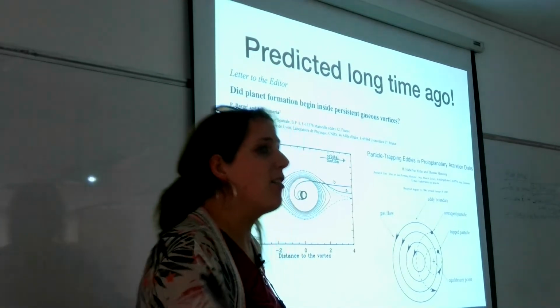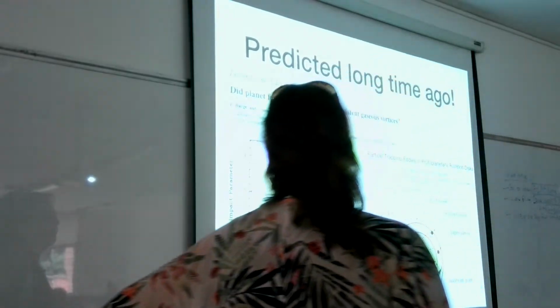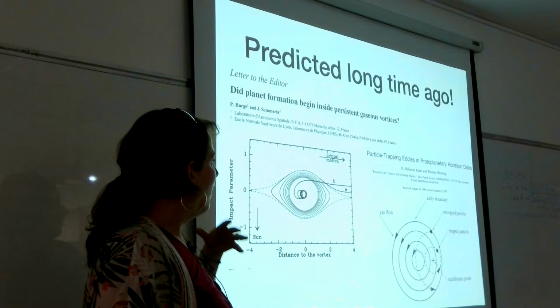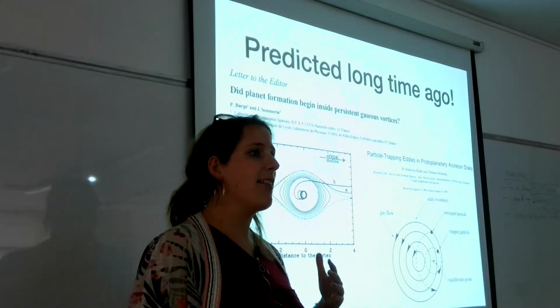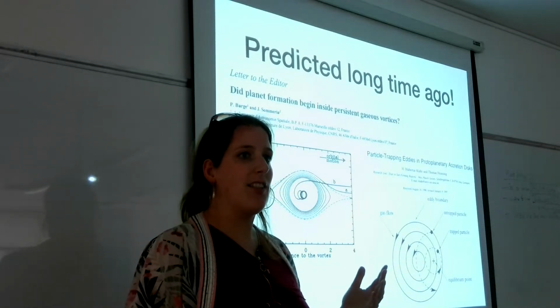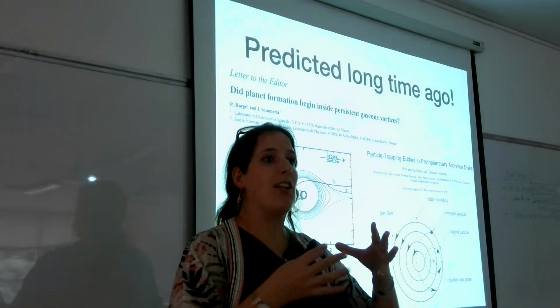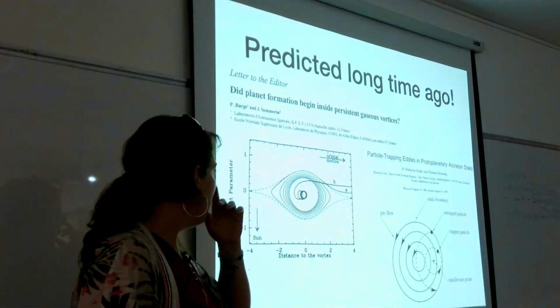So these are both from the 90s, long before we had ALMA or even millimeter images of transition disks. And they already said, well, through some instabilities, some hydro instabilities in the disk, you can get these large-scale vortices. And as soon as you have a vortex, you will trap the dust, and then maybe that will be the starting point of planet formation.